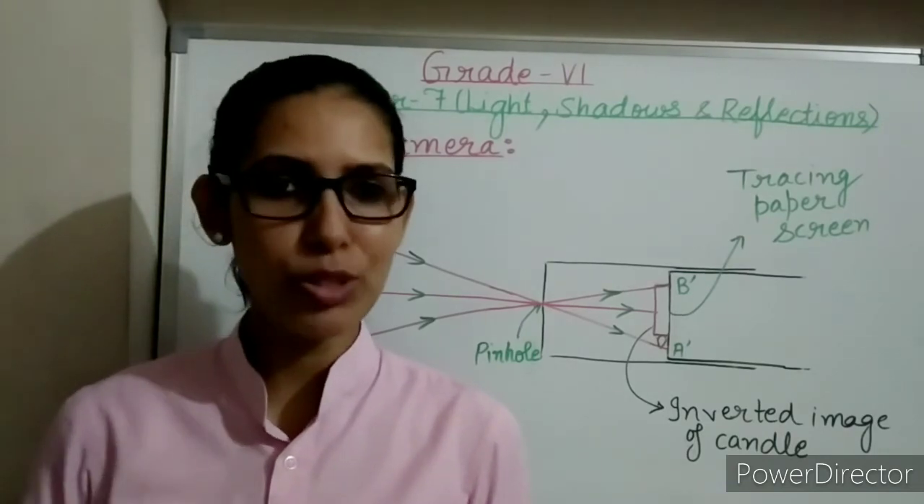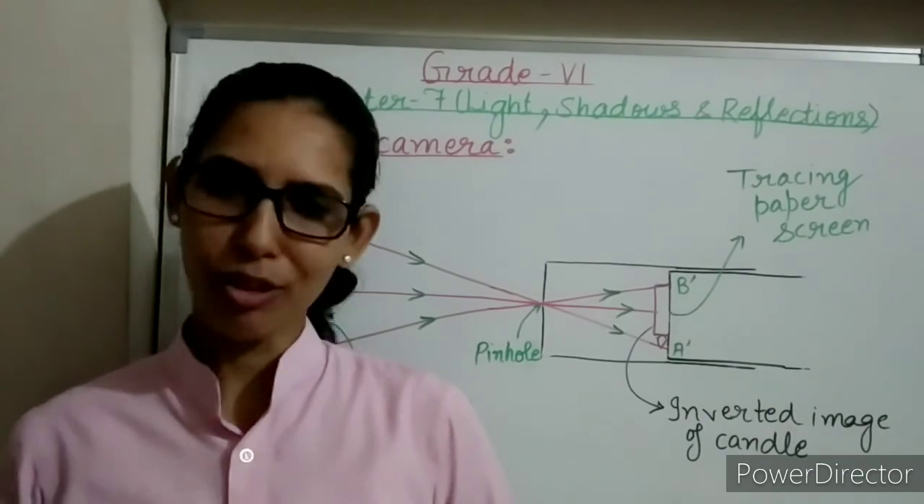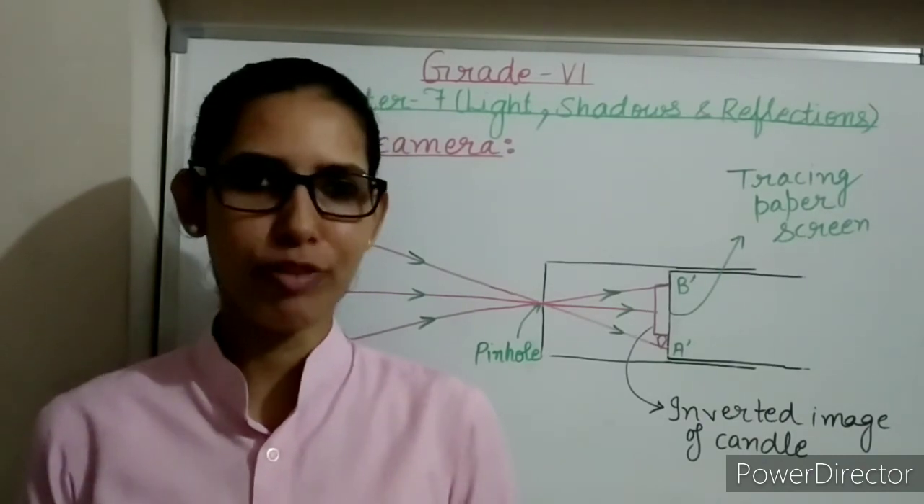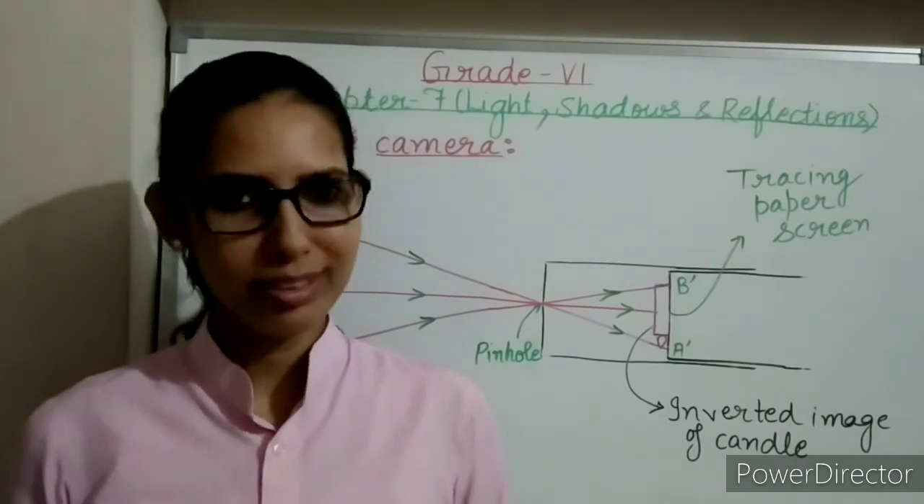And those round spots of light in the shadow of the tree are the pinhole images of the sun. So this was our real life example of the pinhole camera. I hope now this is clear.